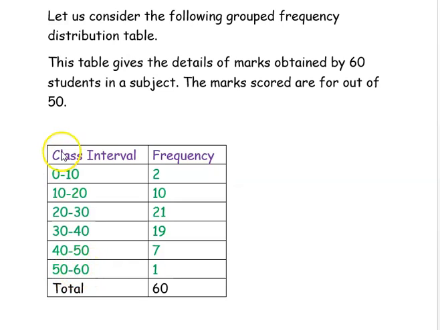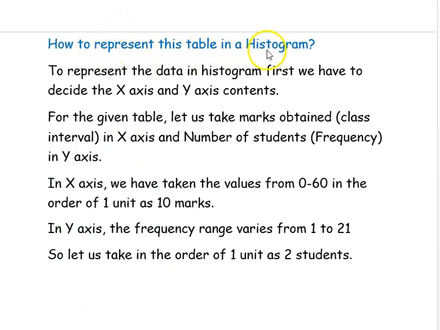We know that if a student scores a mark of 50, it should go in the upper class limit, not in the lower class limit. So, for that reason, we are taking the class interval 50 to 60. This frequency represents the number of students who scored marks in the interval 0 to 10. So totally we have 60 students. How to represent this table in a histogram?